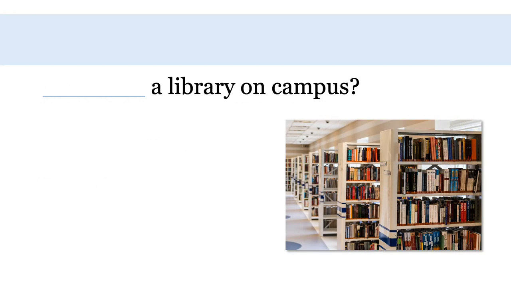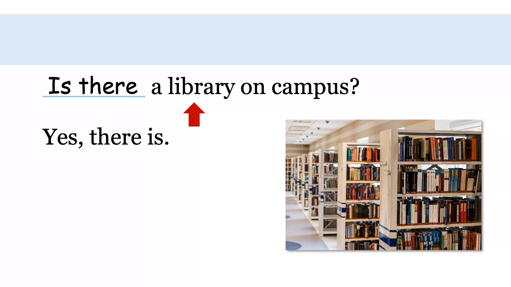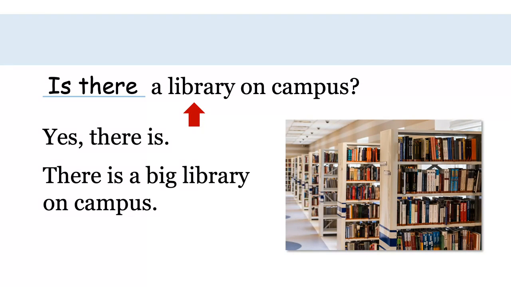Okay, now you try. Look at the question. What goes in the blank? Remember, for there is and there are, we look to this noun to decide is or are. So what's the question? Is there? Is there a library on campus? Yes, there is. There is a big library on campus.